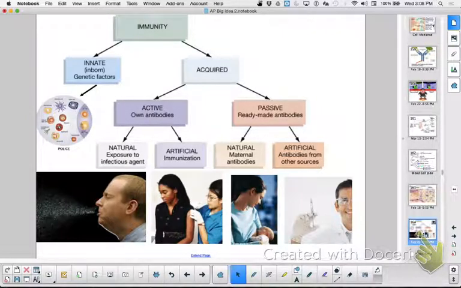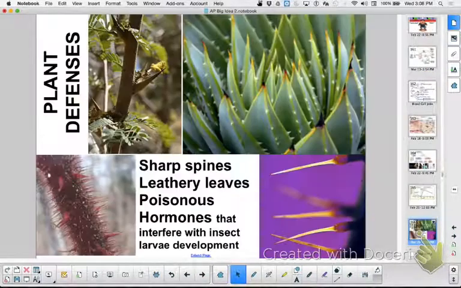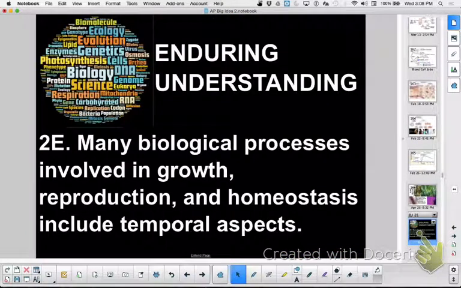This will only last you a short amount of time because you haven't actually gone through the process of finding the virgins that you need, so you have no what cells? You have no memory cells. Good. The second exposure, you should have a higher amount because you've already met it before, and you'll generate a great deal more antibodies. Plant defenses are a little bit different. Sharp spines, leathery leaves, poisonous hormones they can secrete. And that is it. You did it.